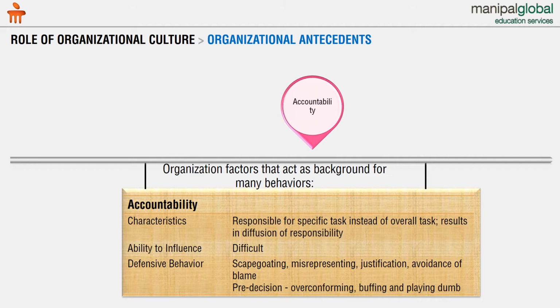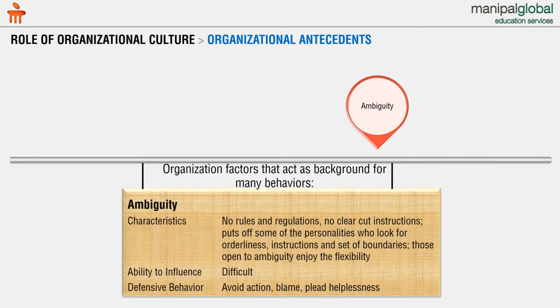And the most difficult one is ambiguity. I think all of you know that there are situations where there are no structures, no rules, no regulations, or no clear-cut instructions, and wherever there are open ends, taking decisions calls for much better comprehension of the situation. Ambiguity puts off some of the personalities who look for orderliness, a set of instructions, a set of boundaries, policy and procedures. In absence of that, they just dump the work, they avoid the action, and they do not take any initiative.